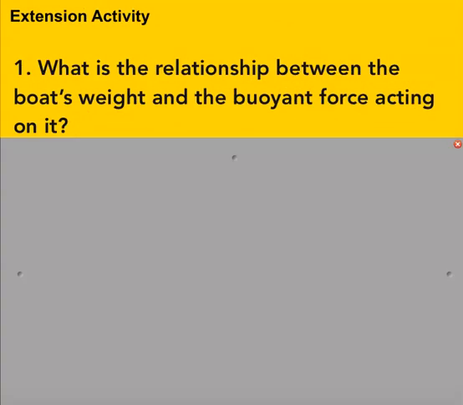So go ahead, answer the first question. What is the relationship between the boat's weight and the buoyant force acting on it? Think about the relationship between the 4 forces. If you need to make a drawing to help you out, please do so. Go ahead, pause the video until you're ready to move on to the next question.